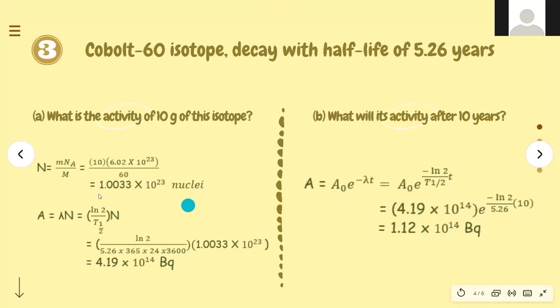Then we substitute the value of N into this formula. Lambda comes from the formula of half-life, reorganized to ln 2 over the half-life. We solve these values and we will get 4.19 times 10 to the power of 14 becquerel. For B, what will its activity be after 10 years? We use this formula and only substitute the value A from the A question. The half-life given here is 5.26 years and T is 10 years. The answer is 1.12 times 10 to the power of 14 becquerel.